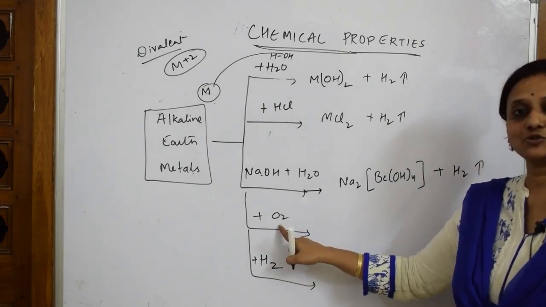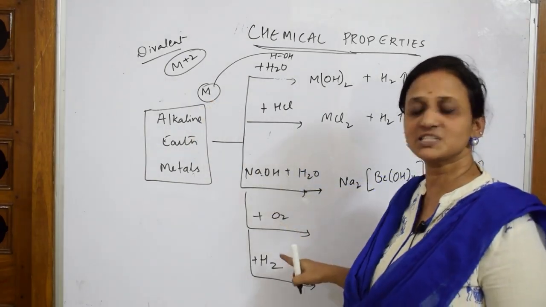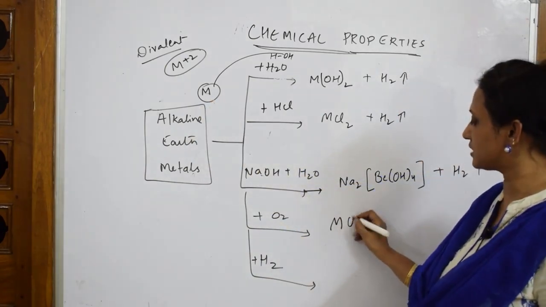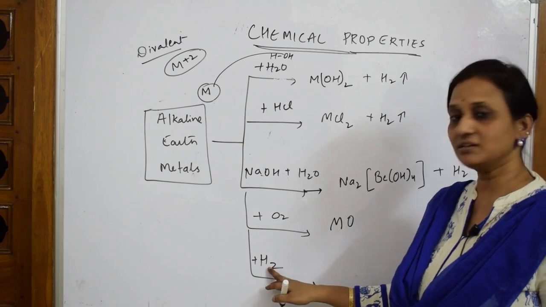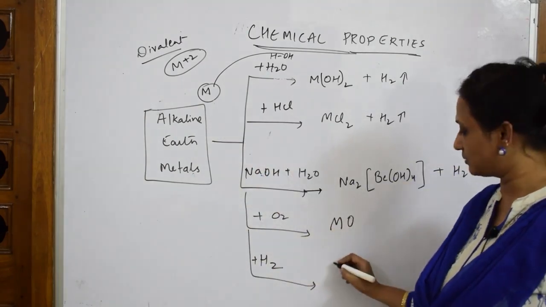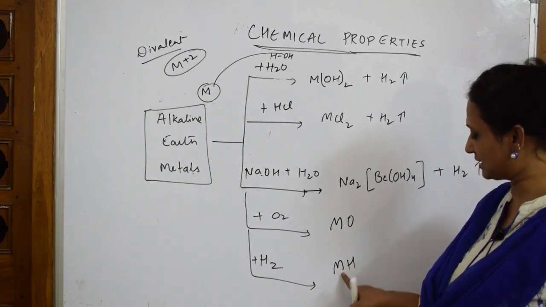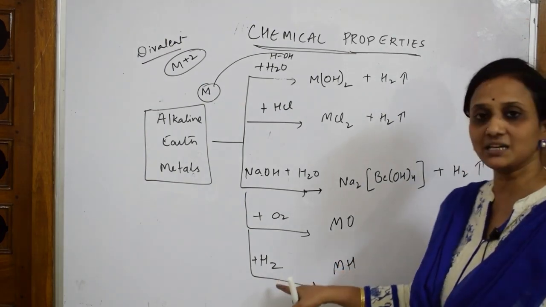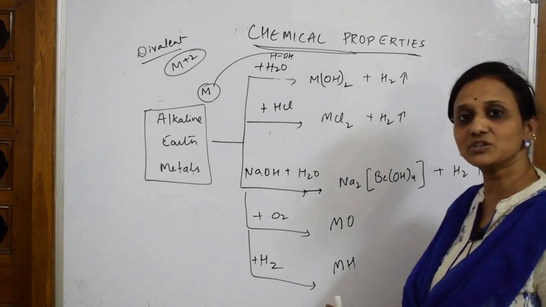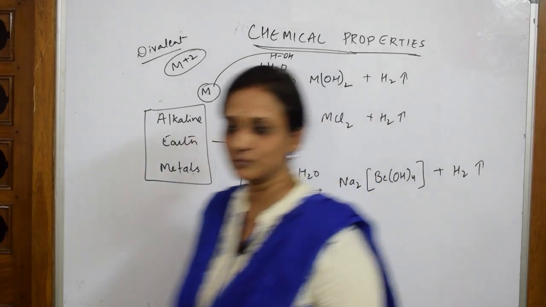Now let us come back to oxygen. The valency of the metal is plus 2, oxygen valency is minus 2. So the product formed is MO. Again in the hydrogen case, metal valency is plus 2 and they combine together, so it forms MH2, that is the product formed.